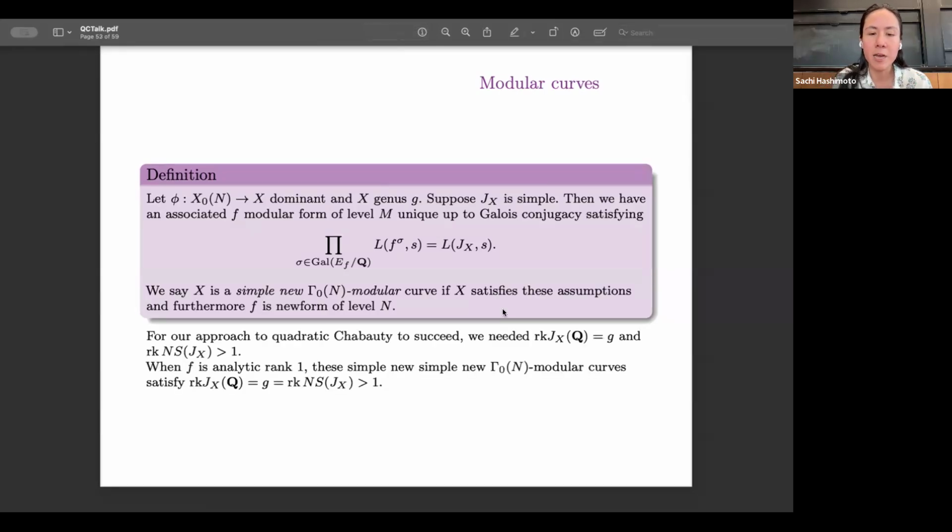Remember that quadratic Chabauty also has some assumptions, that the rank is equal to the genus. In practice, it would be nice if the rank is equal to the genus and the Néron-Severi rank is positive; you need some endomorphism to get going. In this special case, note that if the analytic rank of F is 1, then a simple new Gamma_0(N) modular curve already satisfies that the rank is equal to the genus and that the rank of Néron-Severi is greater than 1.